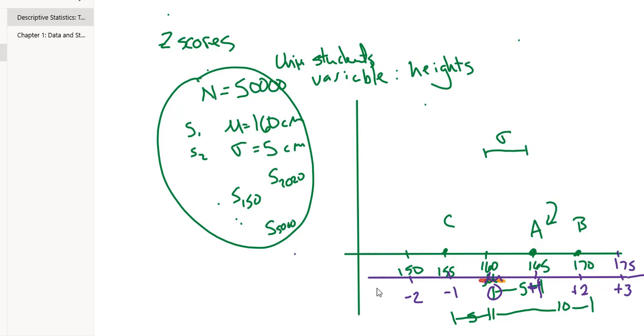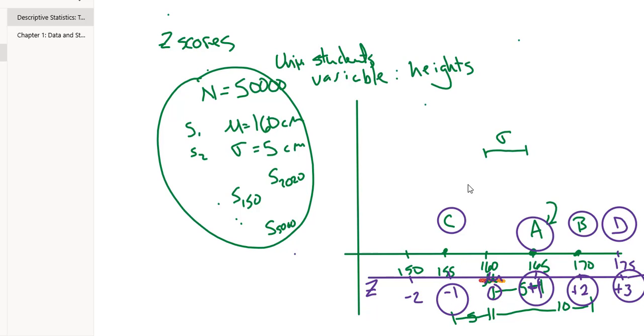So this is the standard deviation scale. We could say that A is at plus 1 standard deviation, B is at plus 2, C is at minus 1, and D is at plus 3. We call that the z-scale. So the z-score for A is plus 1, the z-score for B is plus 2, the z-score for D is plus 3, and for C, it's minus 1. So that's the z-score.